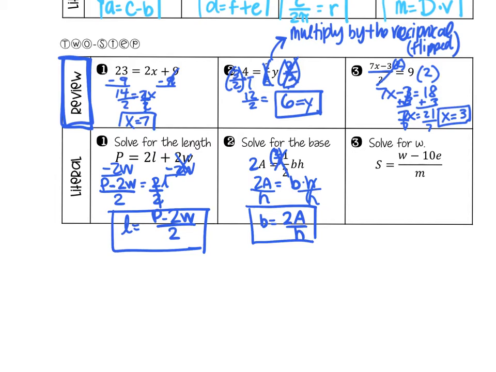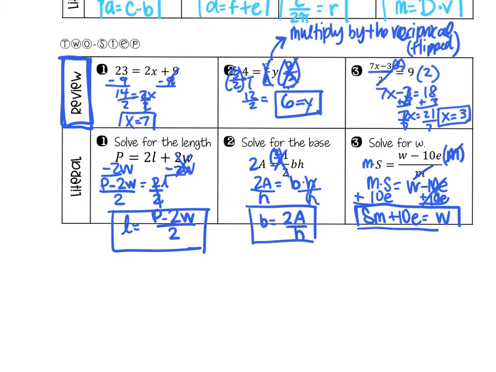All right, 3, solve for w. Okay, start by multiplying by m to cancel it in the denominator. So that's m times s equals w minus 10e. So I want to add 10e over here. So remember, I can just write m times s as sm plus 10e equals w. So these look a little crazy because there aren't any numbers in there. We're just essentially rearranging.